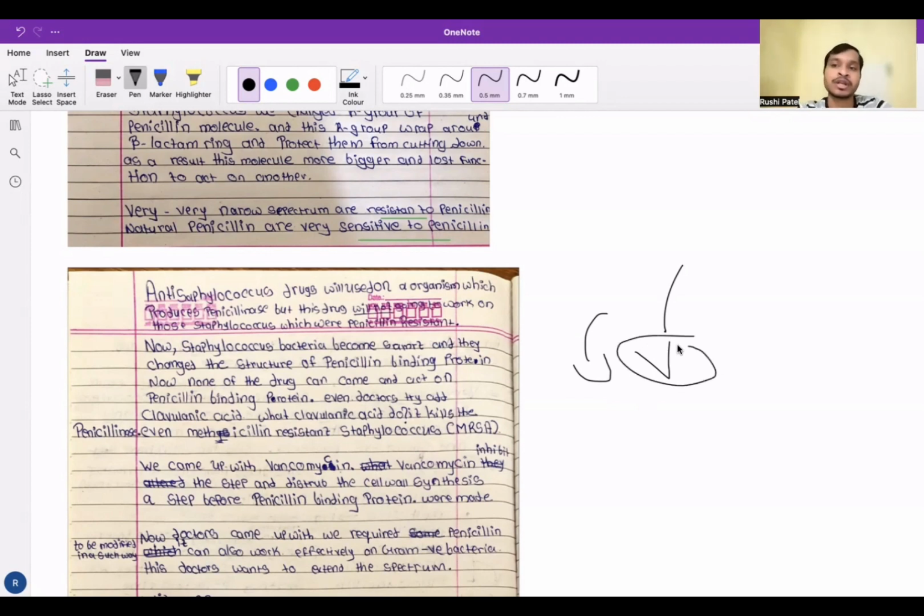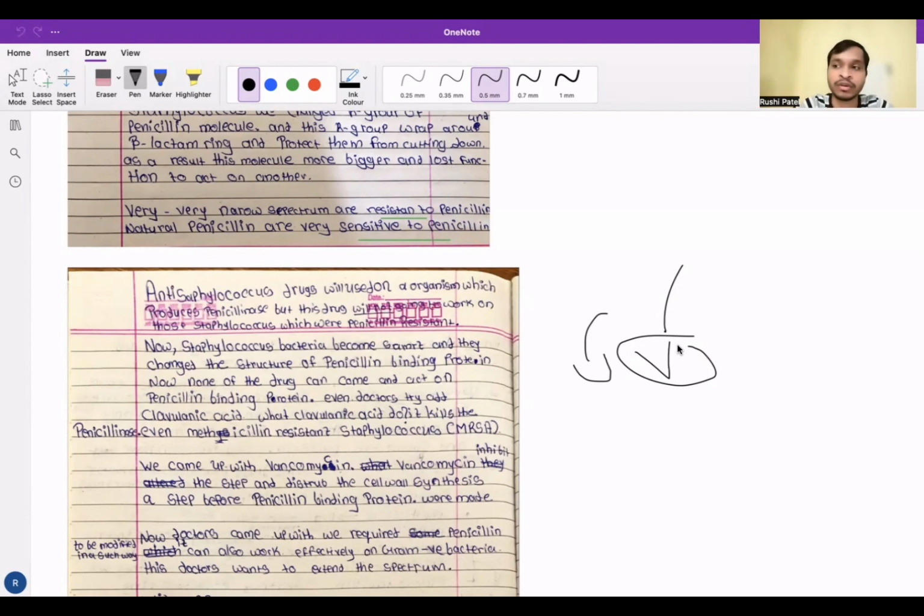But the doctors are again smart. They came up with vancomycin. What does vancomycin do? Vancomycin inhibits the steps and disrupts the cell wall synthesis a step before the penicillin binding protein is made. We discussed vancomycin's functions and how it works in depth, but just now I'm giving a recap.